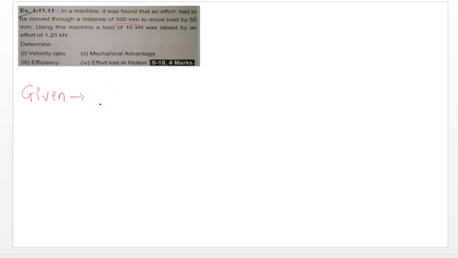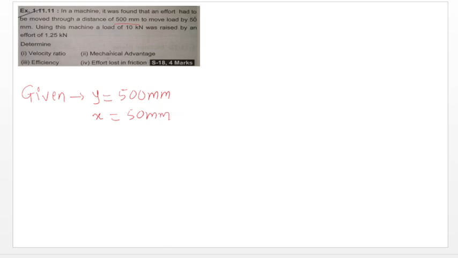Okay, we know that the notation for the effort moved by a distance is obviously denoted by y, and y is equal to the given 500 mm. Okay, now see, next is to move a load by 50 mm. We know that the notation for the distance moved by the load is x, that is again 50 mm.